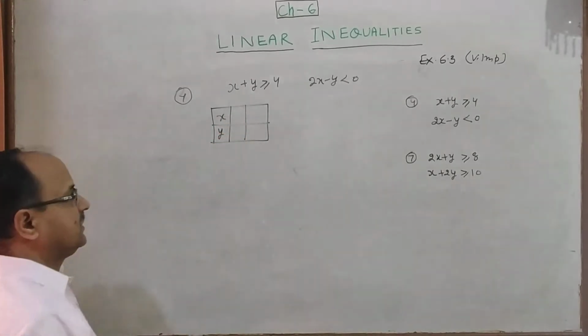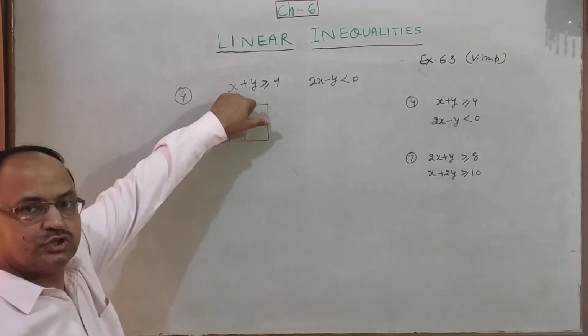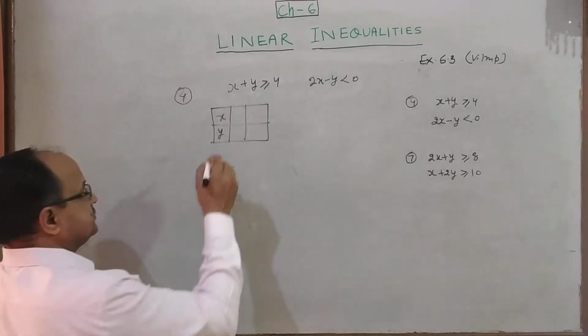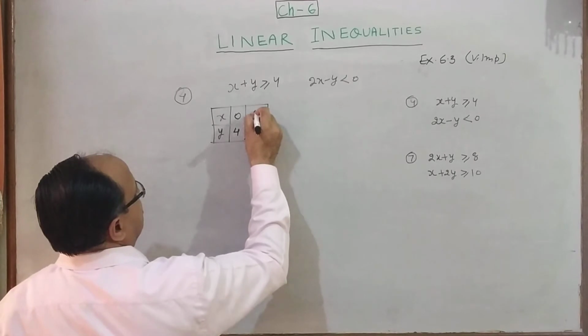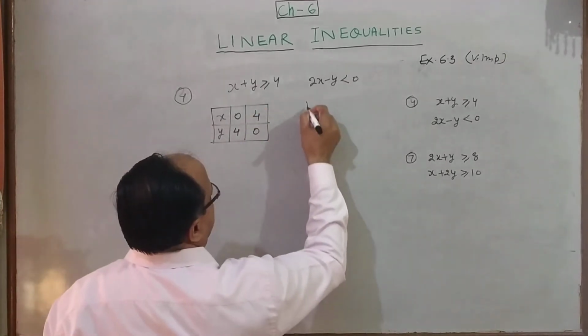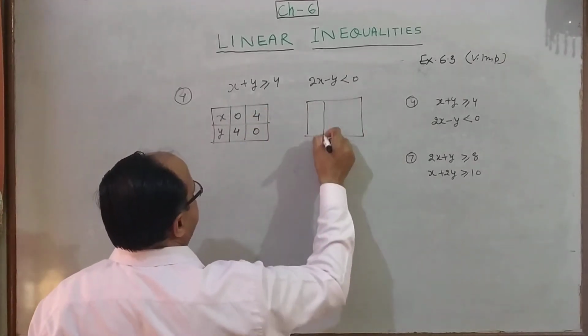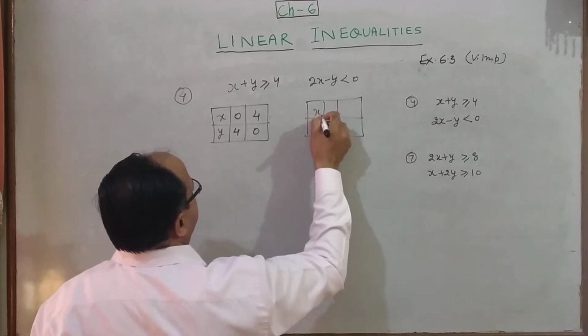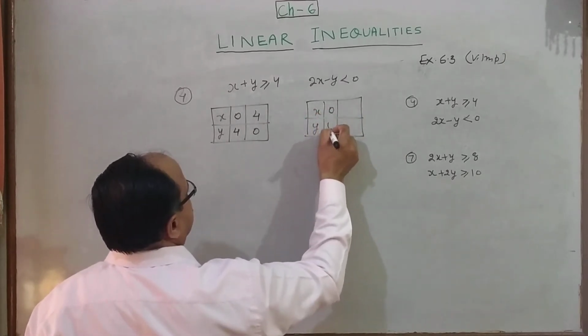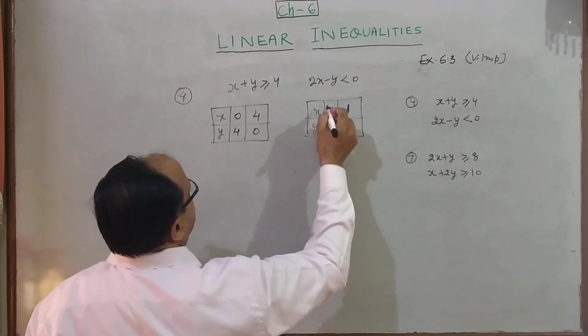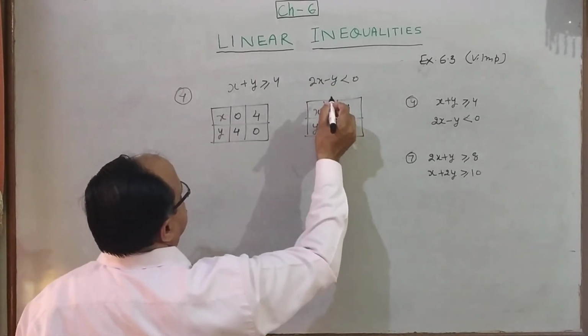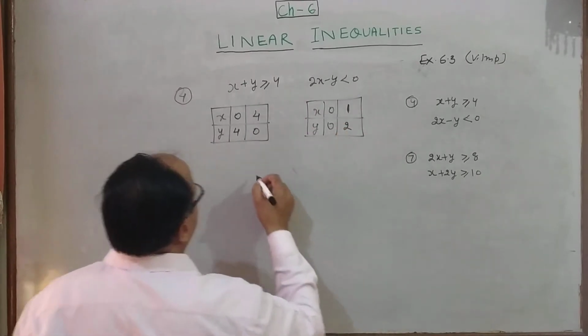X, y. Put x equal to 0, then the value of y is 4. Put y equal to 0, then the value of x is 4. Here, put x equal to 0, then y is also 0. Put x equal to 1, then y is equal to 2.